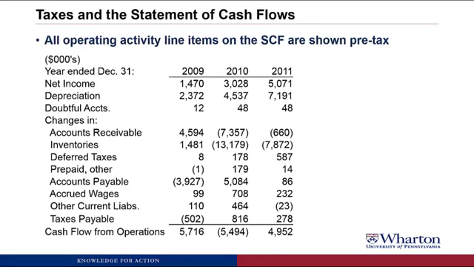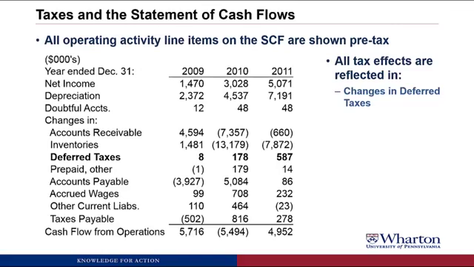And we can do that because all of the tax effects are going to be reflected in two line items, one for the change in deferred taxes during the year, and another for the changes in income tax payable. Those two line items take care of all of the tax effects for the operating activities.